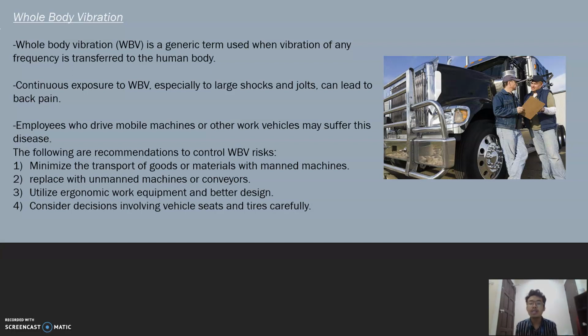The ways to reduce or minimize whole body vibration are, first, minimize the transport of goods or materials with manned machines. Second, replace them with unmanned machines or conveyors, and third, utilize ergonomic work equipment and better design. Basically, we can change to better tires for better terrains, and consider decisions involving vehicle seats and tires carefully. Like I just said, it's almost the same as ergonomic work equipment and better design.